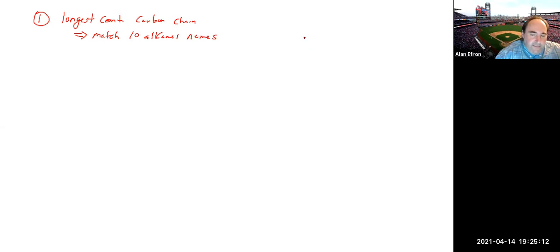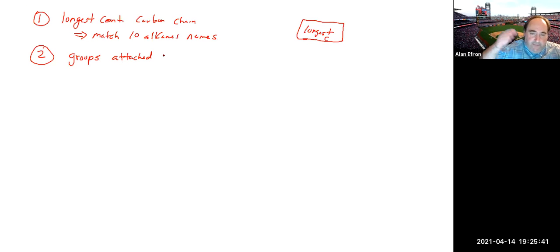That's going to become the base of your name, that longest continuous carbon chain. Now, as we saw at the end there, once we get that longest continuous carbon chain, there are going to be some groups attached to it. These are not part of the longest continuous carbon chain. They are essentially the branches attached to the main trunk of the tree. These guys are attached to that longest continuous carbon chain.